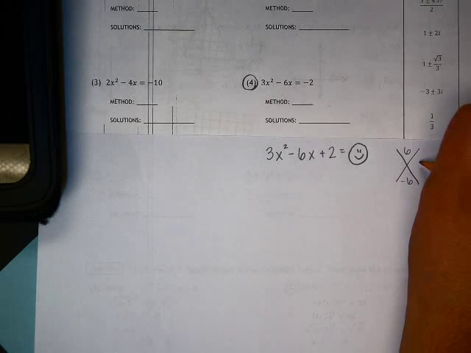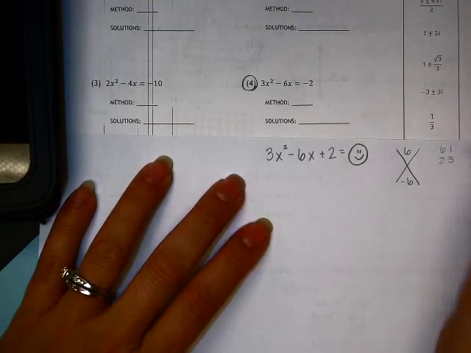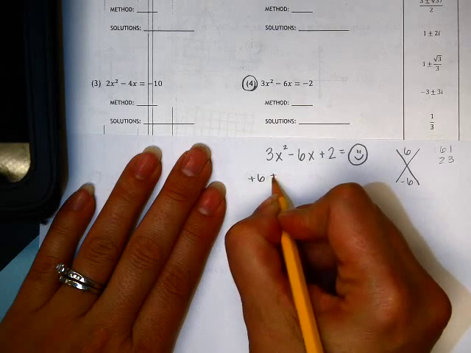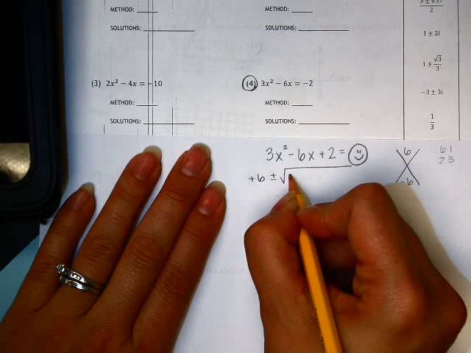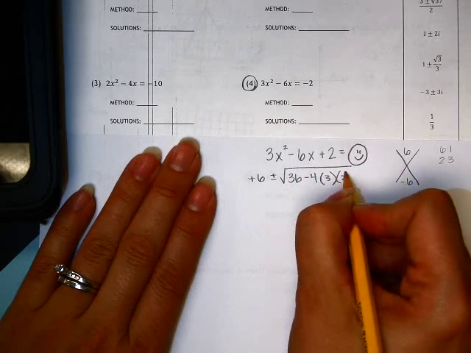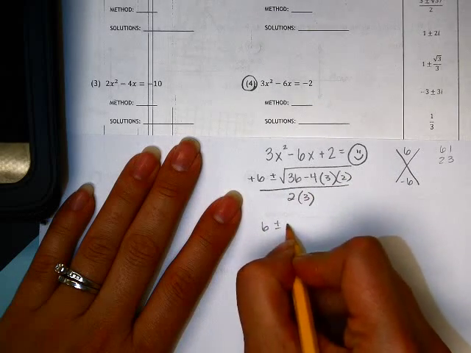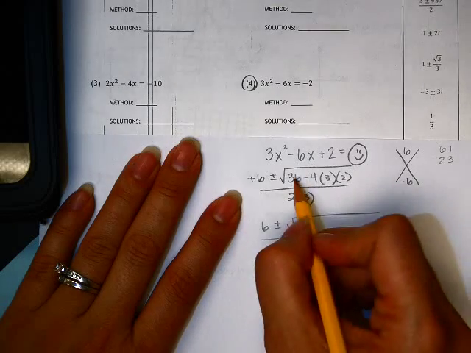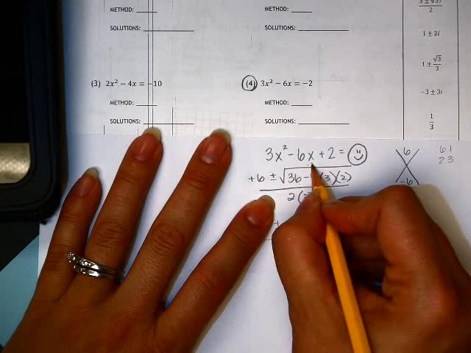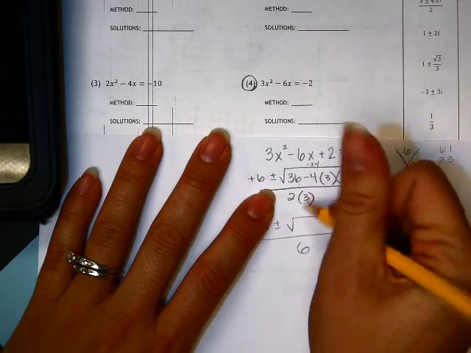And nothing works, because 6 and 1 doesn't work, and 2 and 3 doesn't work, so it's not factorable. Which means I need to use quadratic formula. So I have negative b plus or minus the square root of b squared minus 4ac all over 2a. So we have 36 minus, what is this, 12 times 2 is negative 24. So 36 minus 24 is 12.